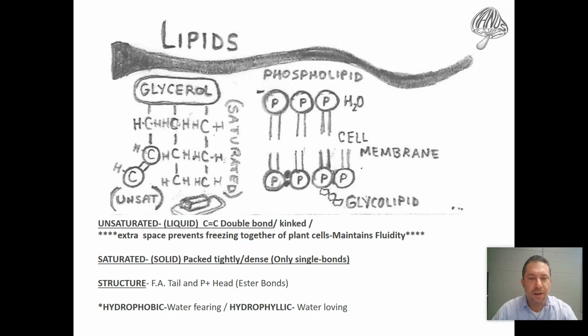Saturated fats, on the other hand, they're going to be solid at room temperature. They're going to be packed very closely, and they're also only going to have single bonds. So every carbon has a single hydrogen bond attached to it.